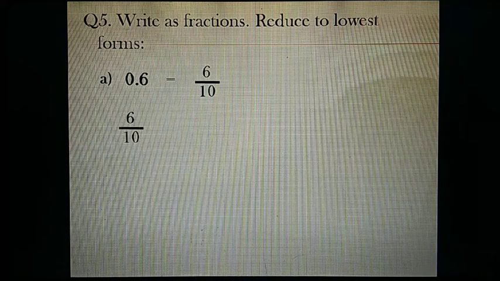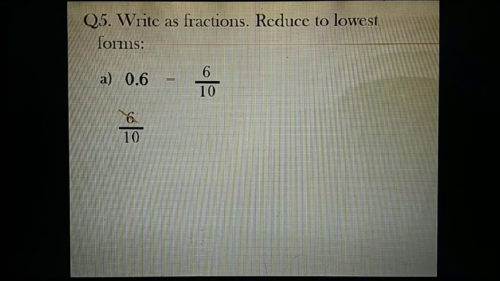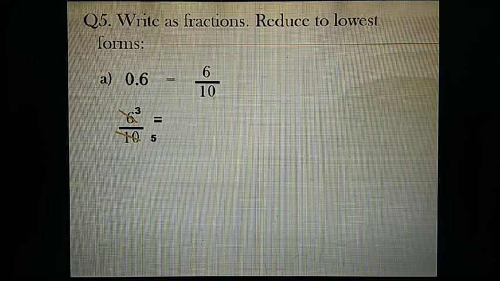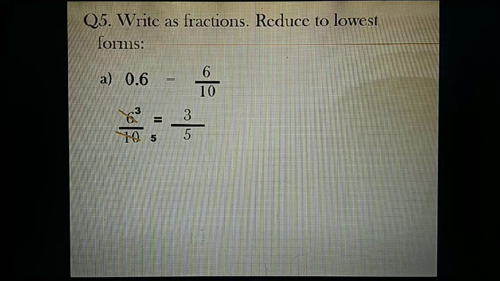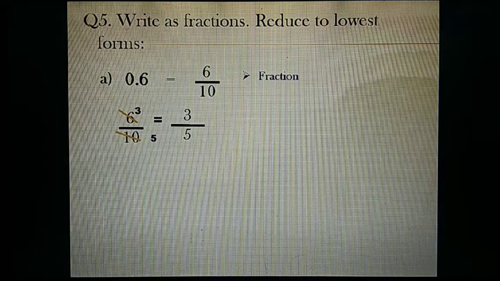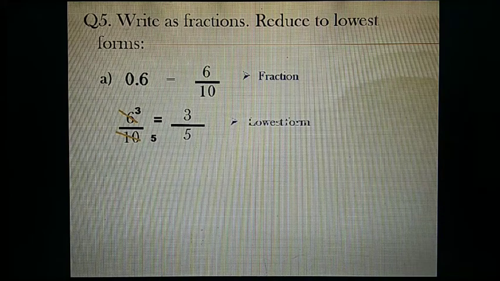Common factor here is 2. 2 3s are 6, 2 5s are 10. Lowest form will be 3 upon 5. 6 upon 10 is a fraction. 3 upon 5 is the lowest form. B.